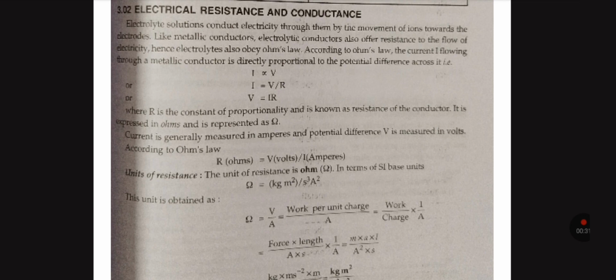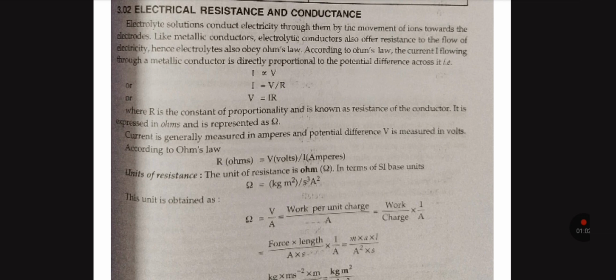V is equal to IR, where R is the constant of proportionality and is known as the resistance of the conductor. It is measured in ohm and is represented by the symbol Ω, which is ohm. Current is generally measured in ampere and potential difference is measured in volts. According to Ohm's law, ohm is equal to volt by ampere. The unit of resistance is ohm.